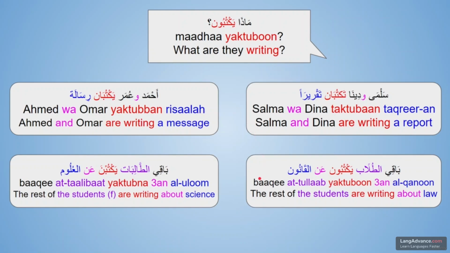And then a sentence like the rest of the students are writing about law. باقي الطلاب يكتبون عن القانون. And then something like the rest of the students are writing about science. But here we're talking about female students, so we can say something like باقي الطالبات يكتبن عن العلوم.